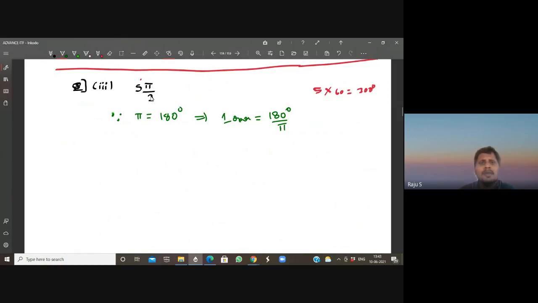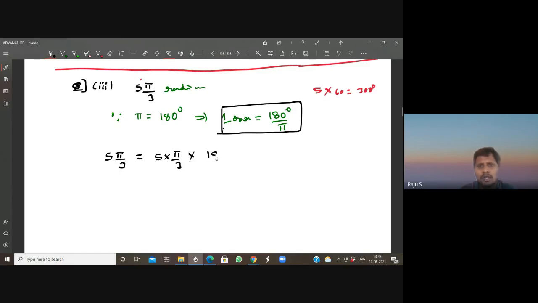Then 5 into pi by 3 radian is equal to how many degrees? They gave radians, we converted into degrees. What you observe here? 1 radian is equal to 180 degrees by pi. So 5 into pi by 3 is equal to 5 into pi by 3 into 180 degrees by pi. Shall I write? Multiply this. This is nothing but 1 only. Again, same we will get.